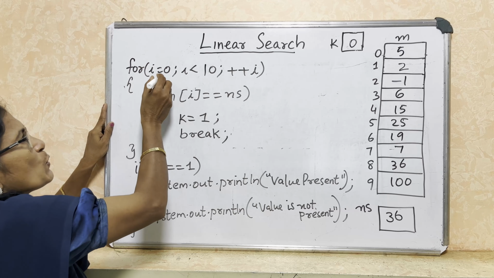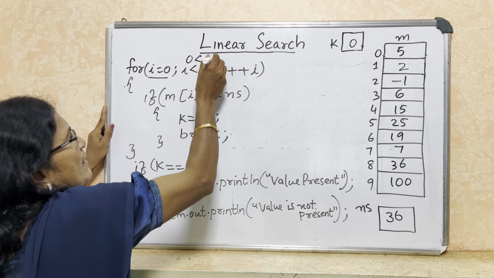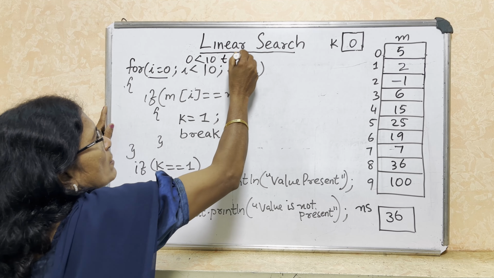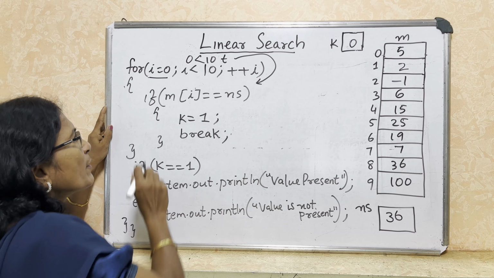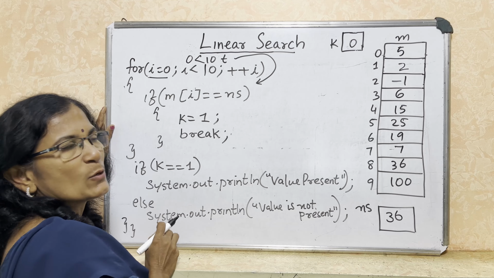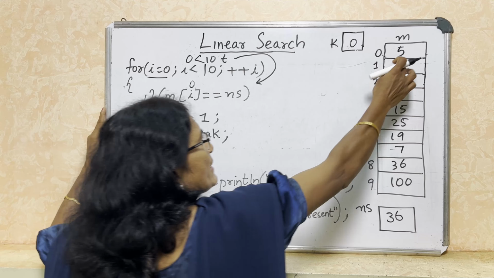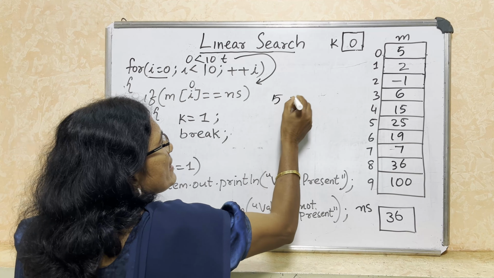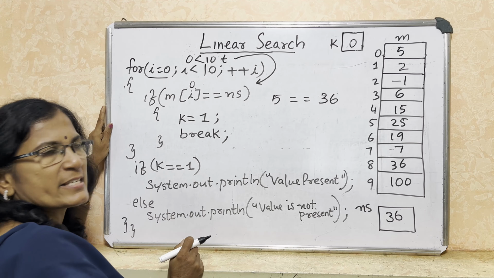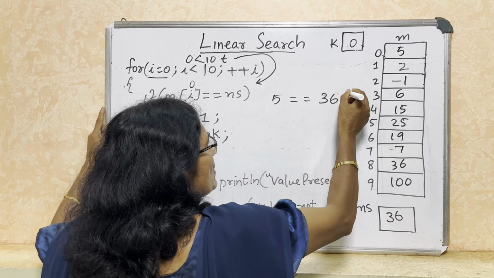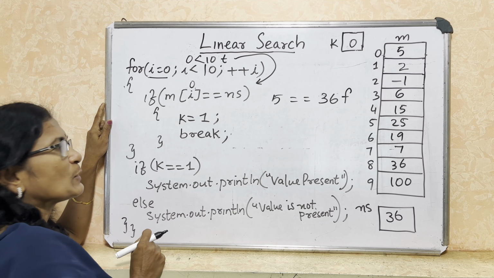As the control comes to the for loop, loop index variable i is initialized as 0. 0 less than 10, the condition is evaluated to true. So control enters into the loop's body to execute all the statements given inside the loop's body. If m of i is equal to search value: value of i is 0, so m of 0 is equal to search value. Value at index number 0 is 5. Search value entered by the user is 36. 5 is equal to 36 is evaluated. The test expression is evaluated to false. So the statements given after the if block will not be executed.